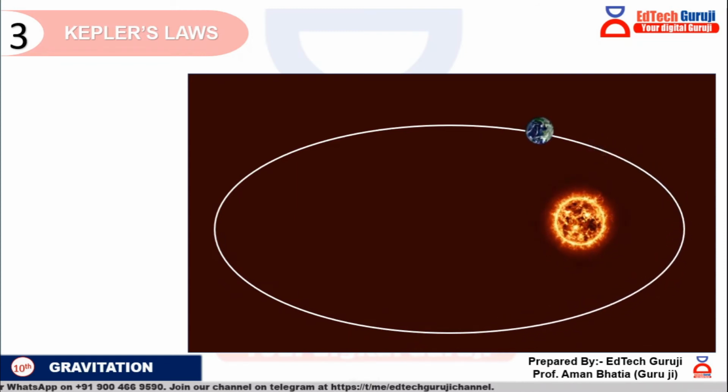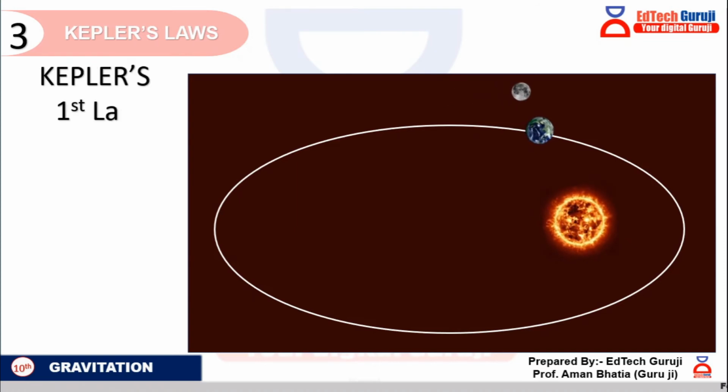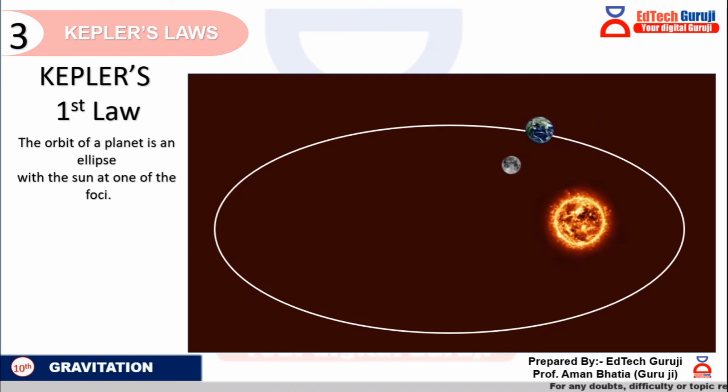Likewise, we have the earth here and the moon is revolving around the earth. Again, it is going around in an elliptical orbit. So this is the first law given by Kepler. Kepler's first law states that the orbit of a planet is an ellipse with the sun at one of the foci. Either the sun is here or the sun is on the other focus. Here we have kept it, let us say, on F1. Is this clear? Is the first law clear?